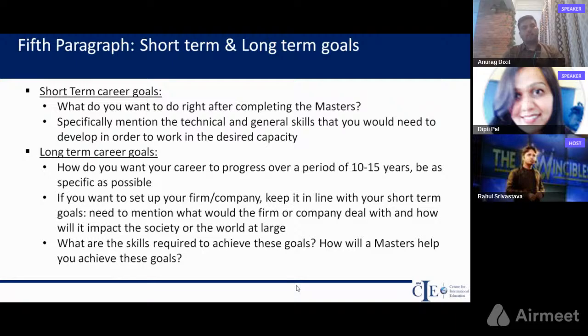Then coming to the long-term goal, this will be over a longer duration, right? Maybe 10 to 15 years after you have passed out from your MS. So you have to again be specific. You cannot just give a vague long-term career goal that, okay, I want to become an astronaut or I want to become a scientist. You have to talk about what change you want to bring to the world, what change you want to bring to the particular stream that you're studying. If you are looking at research and innovation, then what kind of innovations you want to bring out and what kind of change will that impact, right? And of course, what kind of impact you will have on society at large.